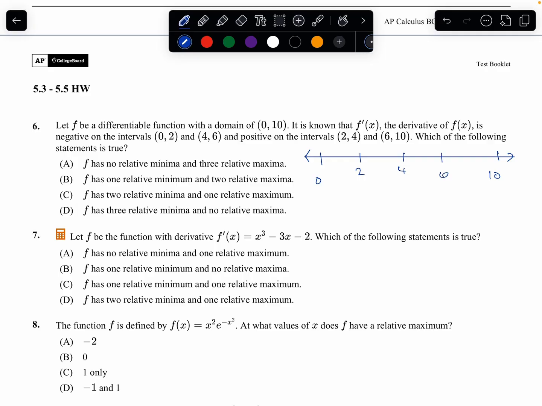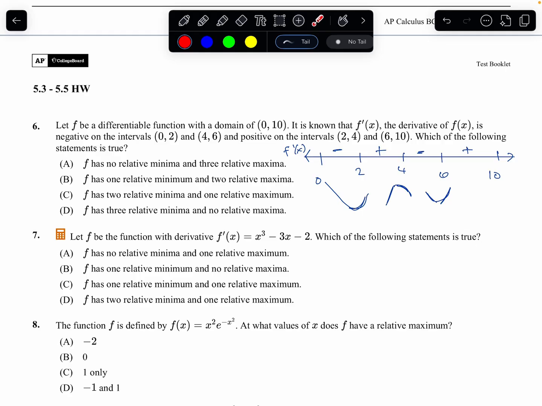So we're saying that 0 to 2 and 4 to 6 it's negative. So I'm just going to put negatives. So negative, negative, positive, positive. This is for f prime of x, which means that f is decreasing here, then increasing, and then it's increasing, then decreasing, then decreasing, and increasing.